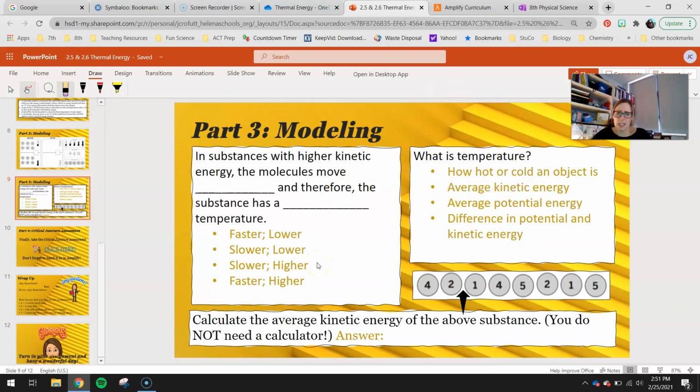Finally, calculate the average kinetic energy of the above substance. So here's all of our molecules in that substance. Don't forget to do your division. You do not need a calculator. You should be able to do simple math on that.